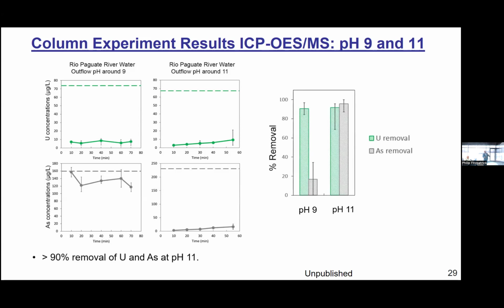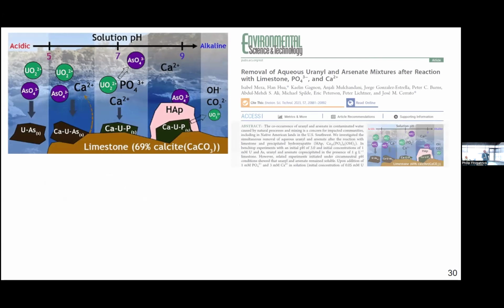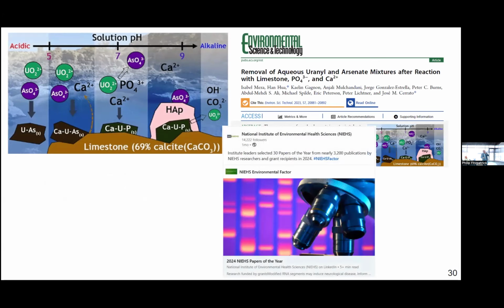So I did show you here that we got more than 90% removal. It's not 100%, Steve, but more than 90% removal for uranium and arsenic at pH 11. This is the cartoon that Han came up with for this. So this paper received one of the 2024 papers of the year for NIHS.